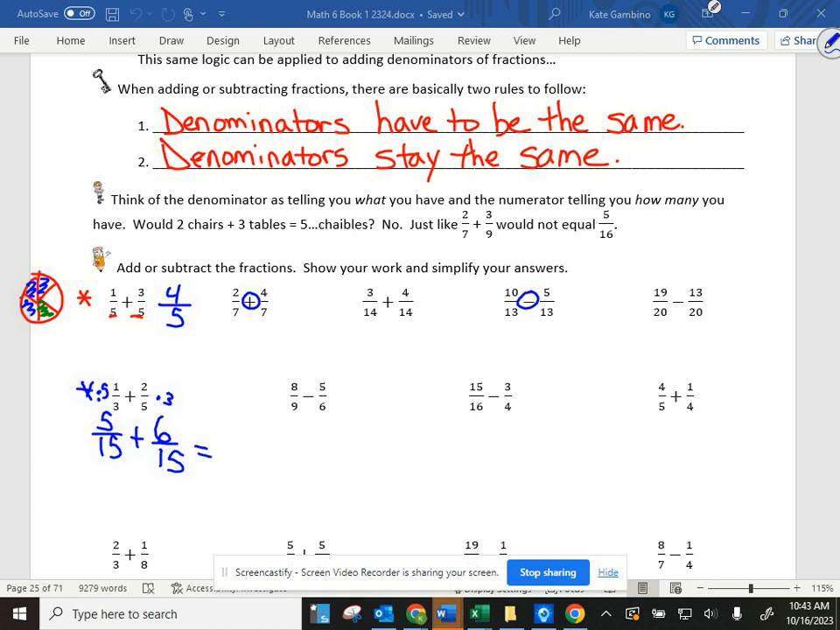So now I can do my math. My 15 stays the same. That denominator will stay the same. Well, it's out of 15 sections. How many do we have altogether? We have 5 15ths plus 6 15ths. 5 plus 6 is 11. I cannot simplify it, so it stays 11 15ths.